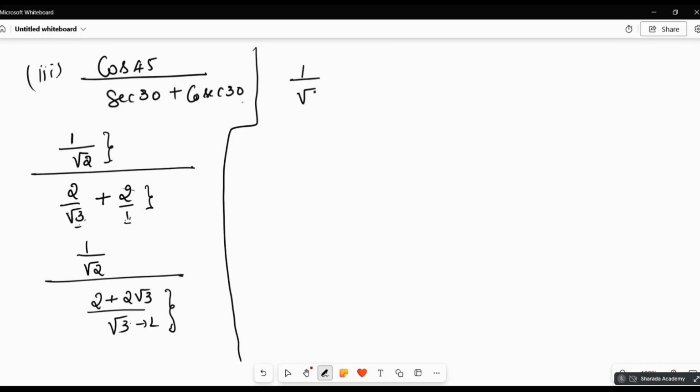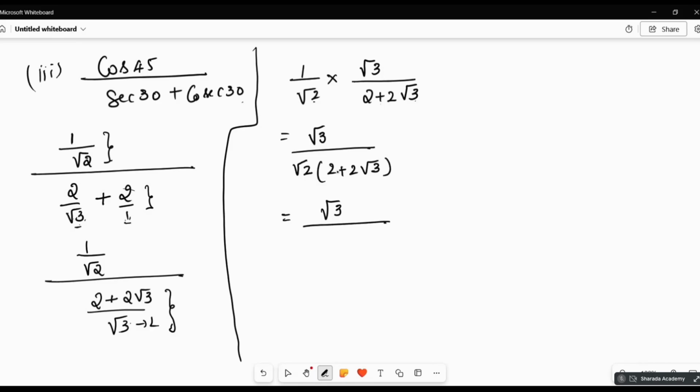So 1 by root 2 into root 3 by 2 plus 2 root 3. Okay, so this is equal to root 3 by root 2 into this whole thing. This is root 3 divided by 2 root 2 plus 2 root 2 into root 3. So this is root 3 by 2 root 2 plus 2 root 6. This is the answer.